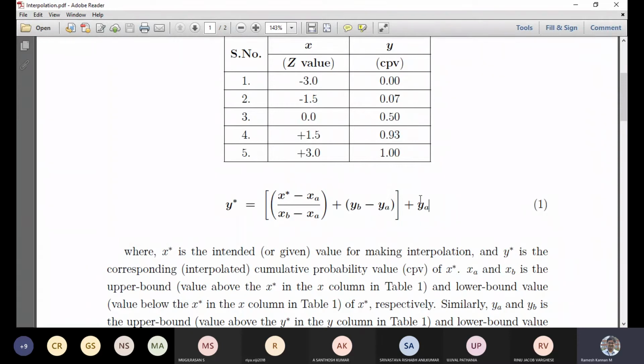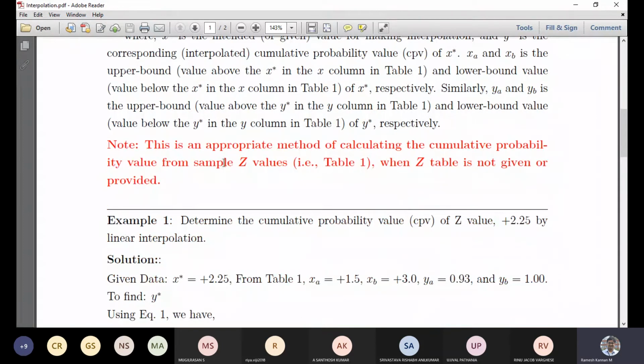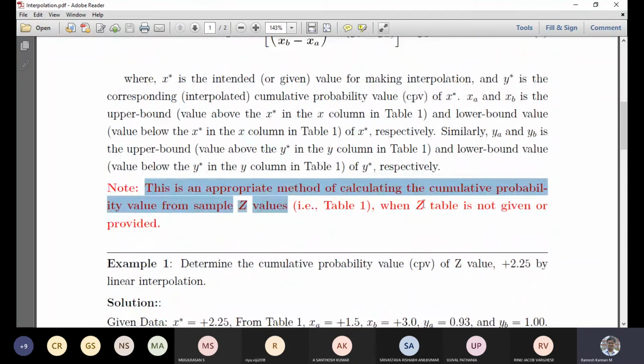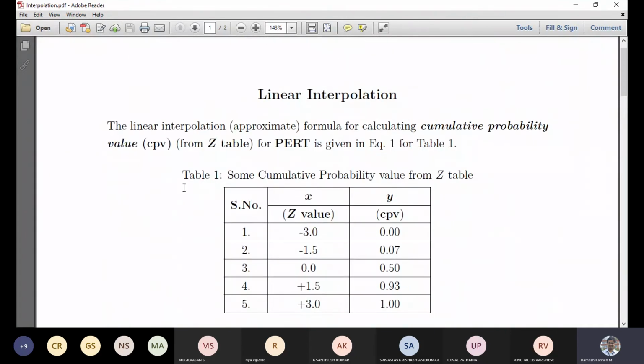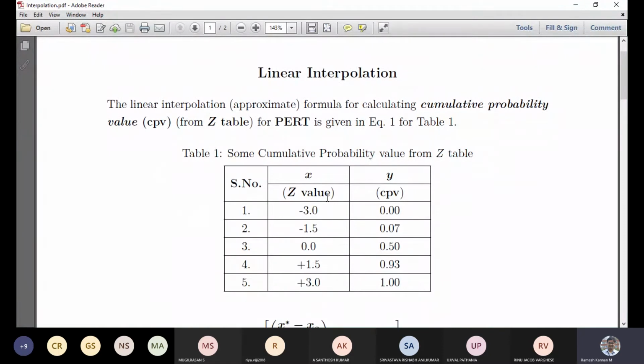So this is the formula. It is not actually a formula, it is just a ratio between the Z value and the cumulative probability value, and when we equate it we can find y star, which is the unknown quantity. And this is a pretty good example. Very important: this is an approximate method for calculating the cumulative probability value from the 5 sample Z values, when the Z table is not given or provided. Otherwise you make use of the Z table, but generally it will not be given. You should remember these standard values, then interpolate.